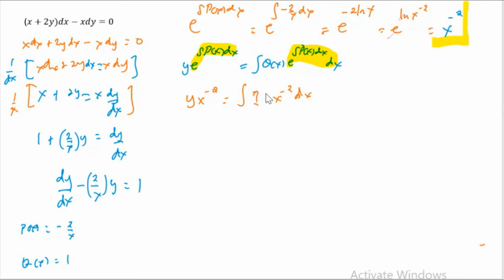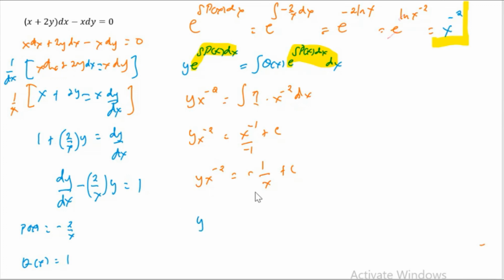dx. So integrating now on the right hand side, we can write y x to the power of negative 2 is equal to x to the power of negative 1 over negative 1 plus a constant. Or we could write y x to the power of negative 2 is equal to the negative of 1 over x plus a constant. Now solving for y, so we can write now y.